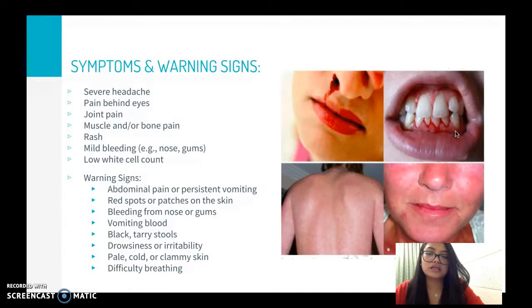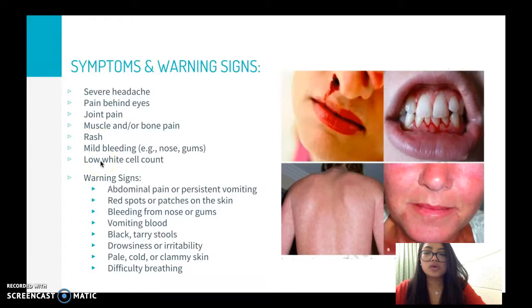So dengue fever and dengue hemorrhagic fever symptoms are almost indistinguishable, but DHF is associated with hemorrhagic manifestation and plasma leakage because of increased permeability. Principal symptoms of dengue are high fever, or at least two of the following: severe headache, pain in the eyes, joint pains, muscle pains, rash, mild bleeding, and low white cell count.